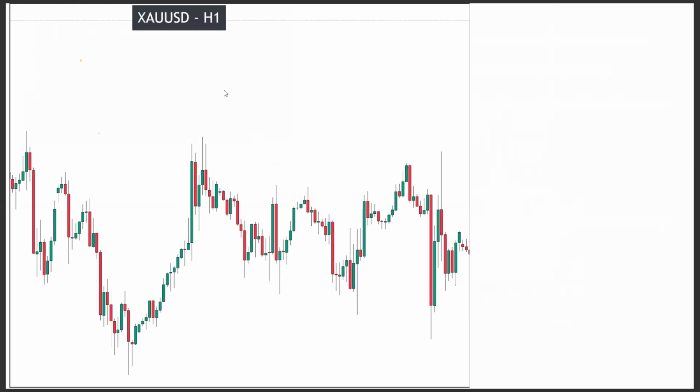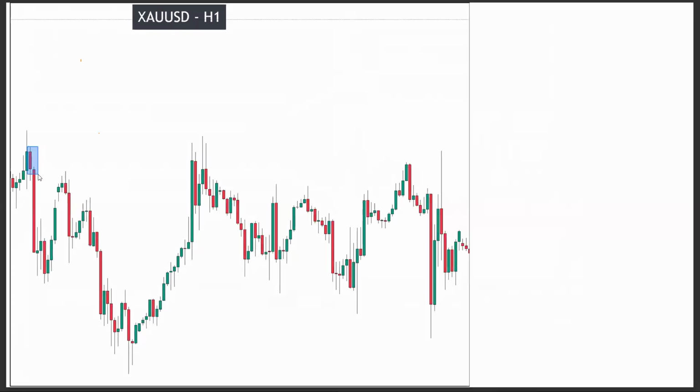It is 1 hour gold. You can see there's a gap here, but we don't really care. We just continue mapping our structure where we should. So let's try to map out structure on this. So let's go from this point to this point.